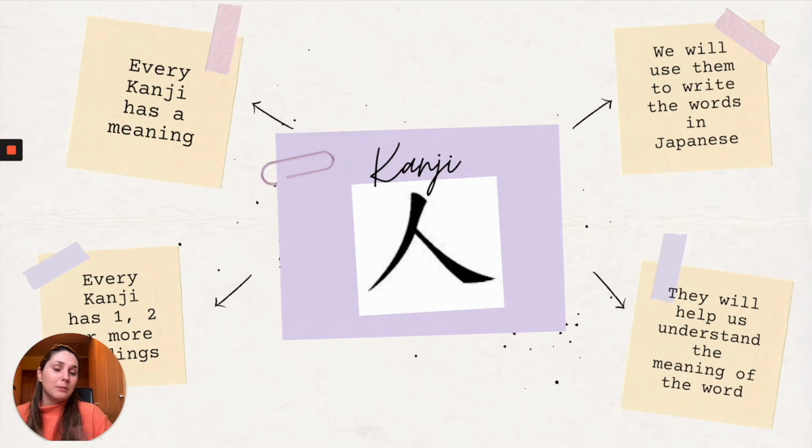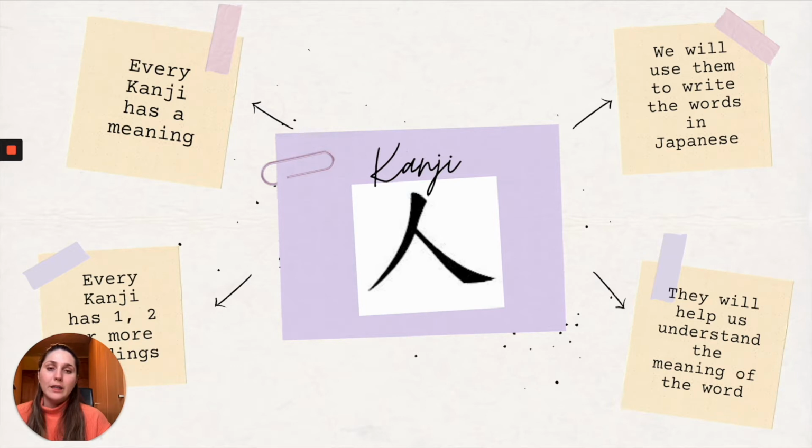So every kanji has a meaning. For example, the one that I've put on screen is the kanji of person. So this kanji here means person. We will use them to write the words in Japanese and also the verbs. For example, hanashimasu, that would mean to speak. So the hana part will be written with a kanji, meaning to speak. So this way we can also write the verbs and also the words in Japanese.